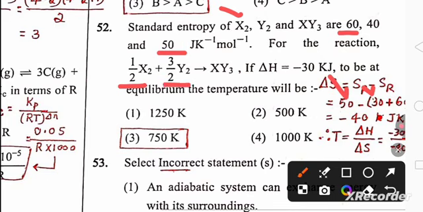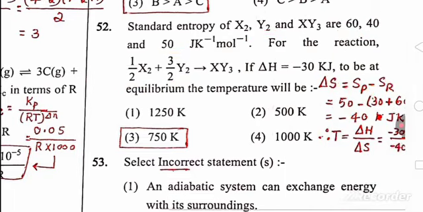Plus we have one more reactant, that is Y2, 3 by 2 of Y2. 1 mole of Y2 value has been given, that is 40. So for 3 by 2 of Y2, if we calculate for this 40, we will get 60. So 60 plus 30 minus 50, we will get minus 40 joules per Kelvin. So we got delta S here.